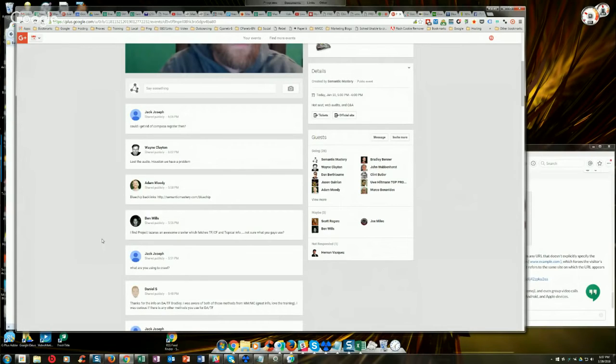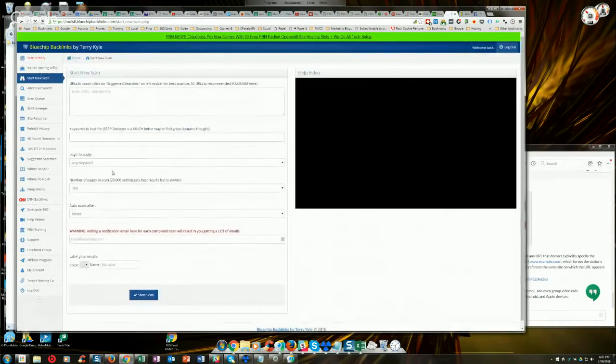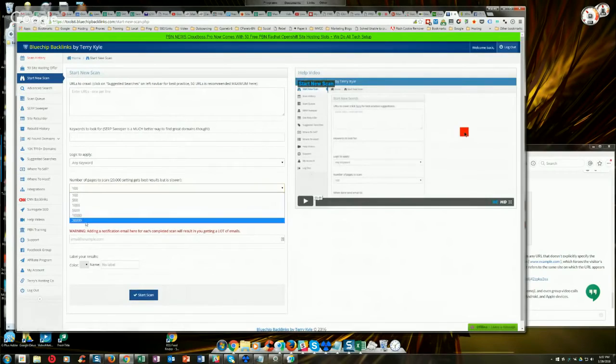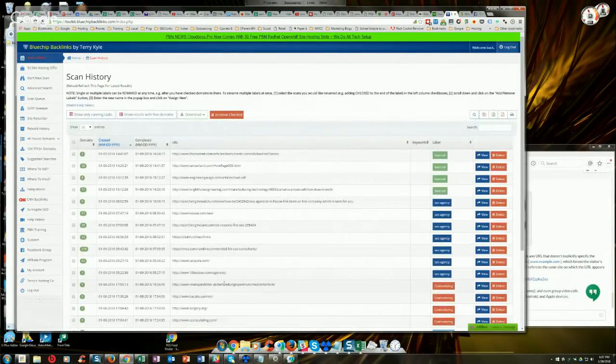Bluechip Backlinks is so stupid simple that you literally just grab the URLs, go to start new scan, paste the URLs in, and tell it to crawl however many pages deep you want. I just set it to 20,000 and hit start scan. I'll come back to it 12 hours later or the next day, and I'll have my scan histories right here with all the sorting capabilities and everything. It's really easy. And what's also cool about this is, for example, if we go back to this one again, and let's go to view.